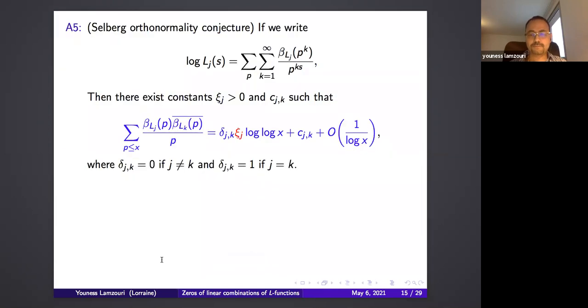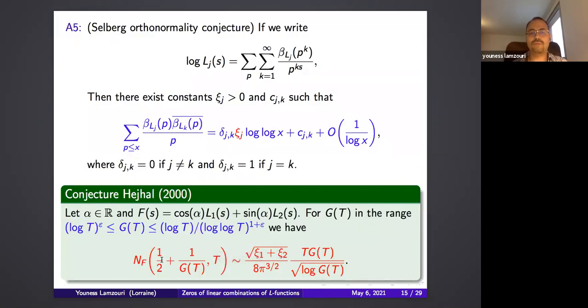And then he has a precise conjecture for what this number should be. It's a constant here. The ξ1 and ξ2 are coming from the Selberg orthonormality conjecture. If you have the same L function, then you have the norm square of beta, L(G,p), the coefficient of the log, gives you ξj log log x, if you take C1 for L1 and C2 for L2. So you have a constant, which is square root of (ξ1 plus ξ2) divided by 8π to the 3 halves, and then you have T·G(T) divided by square root of log G(T). So this is Hedgehog's conjecture for linear combinations of two L functions.